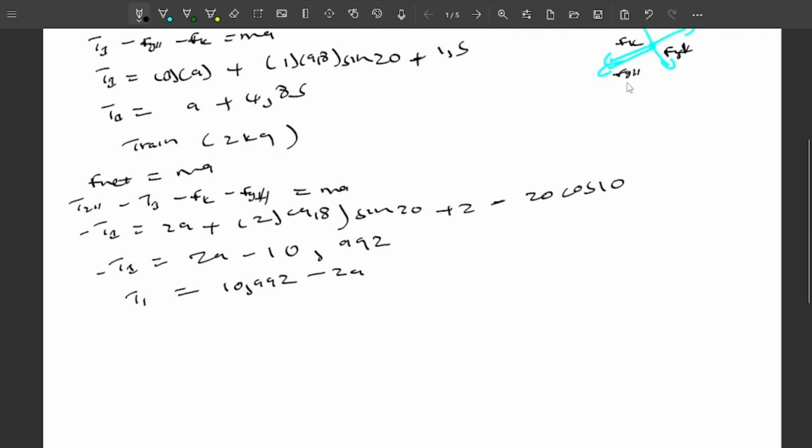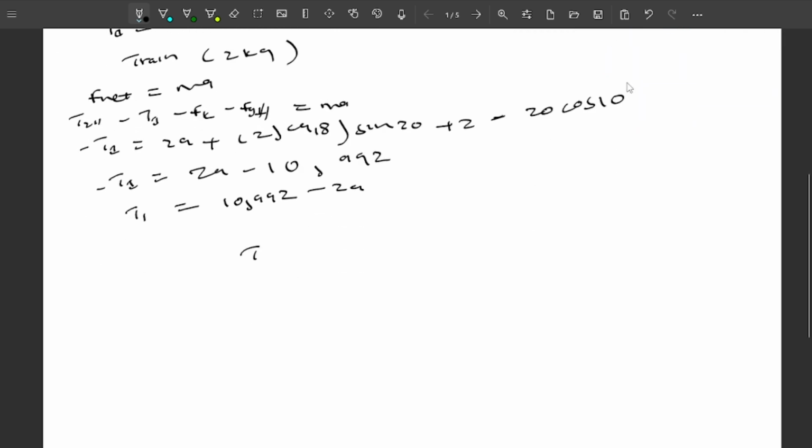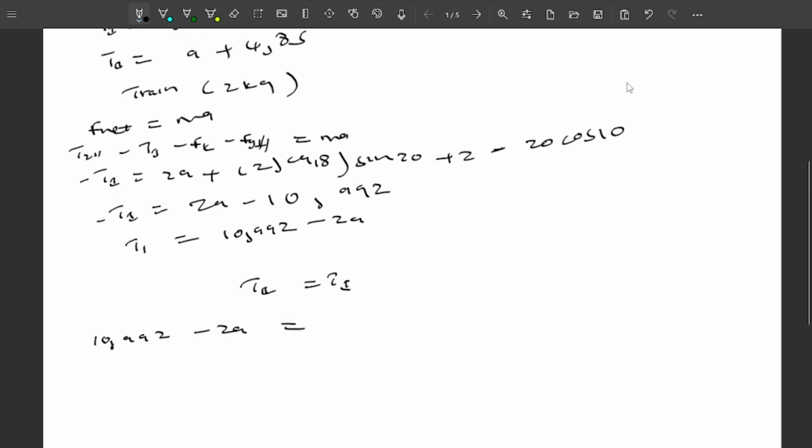Now since both of them are equal to T1, we can equate both of them to each other, right? We can just say T1 is equal to T1, so 10.992 minus 2A is equal to A plus 4.85. From there, we can take this one, it's going to be minus 3A, which is equal to 10.992 minus 10.992, this is another 16, and plus the 4.85.